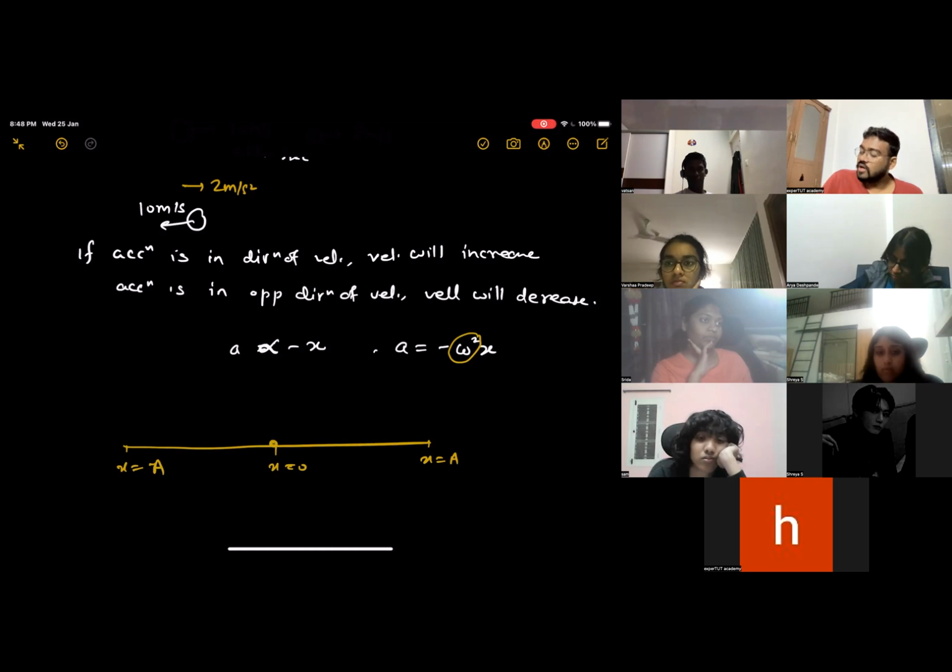If I place a number scale on this, let's say this was x equal to 10, and this was x equal to minus 10. We should first understand how x is measured. x is a displacement from the mean.